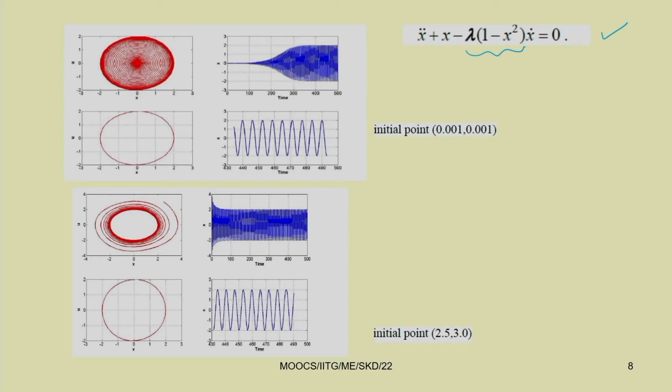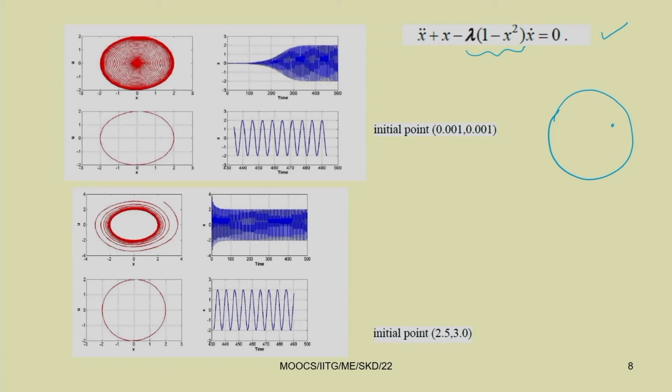This is the damping term, 1 minus x square into x dot. If we are starting at a point inside this orbit, then we have a negative damping. So 1 minus x square is less than 1 here, and as the damping is negative, the solution will grow.